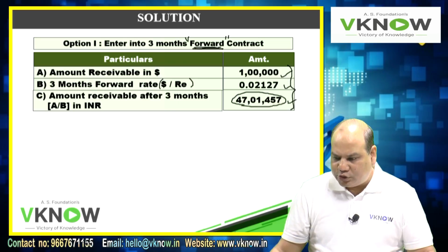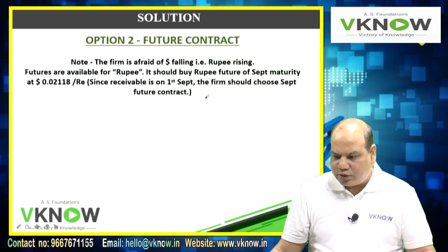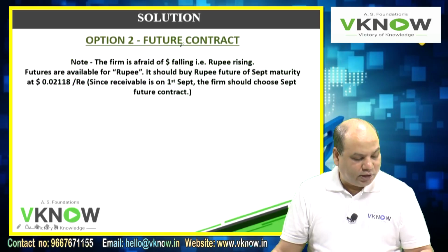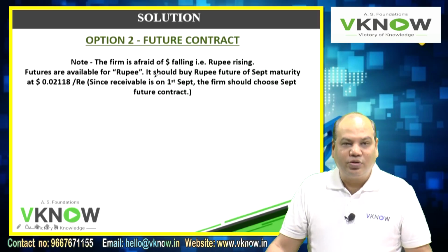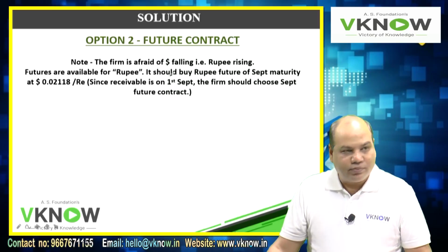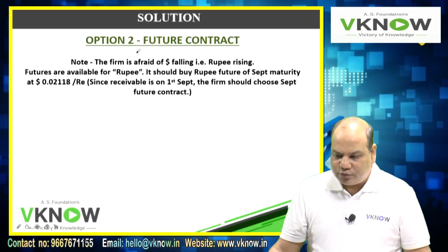Forward is always easy to solve. Now the difficult part is future contract, because there are so many variables: contract size, future rate, maturity rate, initial margin, interest on initial margin, and all this. So you will write option 2 or alternative to future contract. Future contract, write a note.